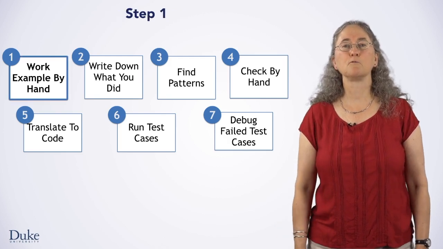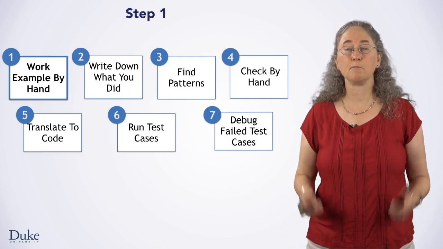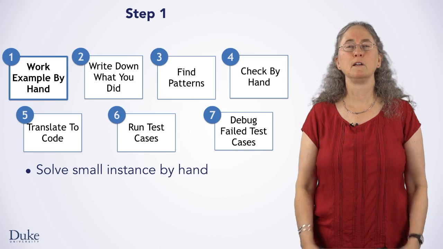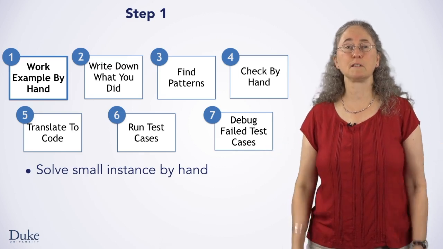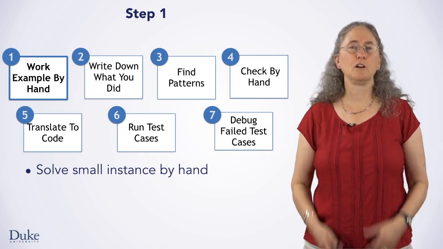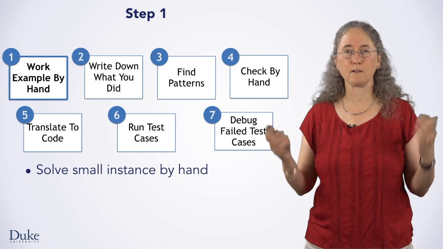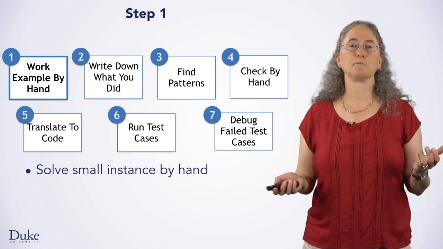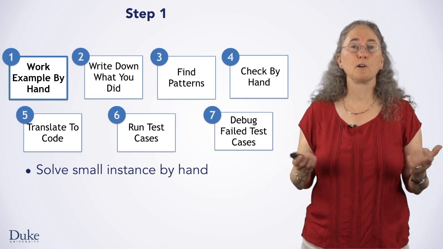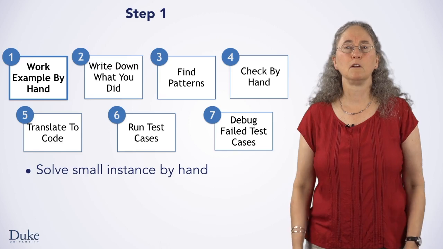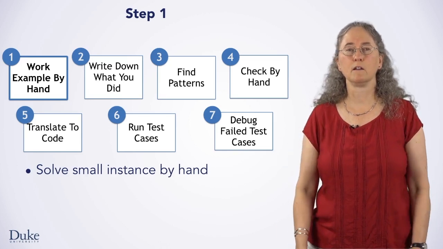The first step is to work an example of the problem yourself, by hand. This should be a small instance of the problem, something with about 4 or 5 pieces of data to manipulate. You don't want to try to process 1,000,000 pieces of data yourself. That would take forever. If you have trouble doing the problem yourself, you cannot write a program to do it. So what should you do if you get stuck here? Well, one of 2 things could be wrong.